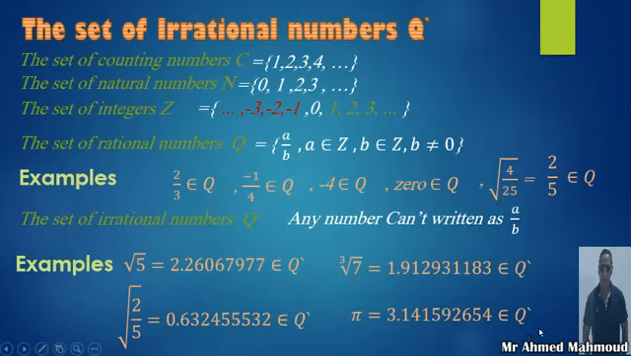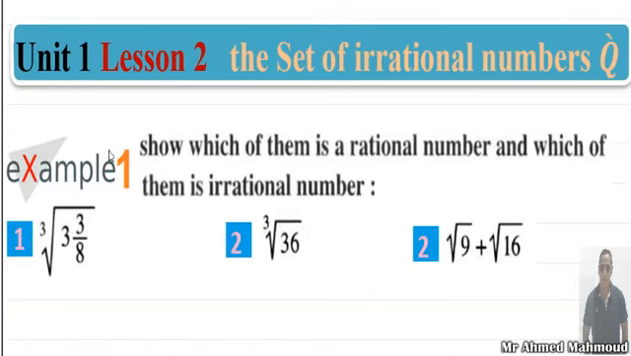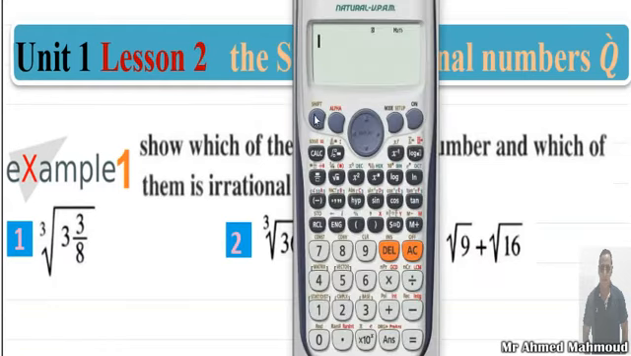Now let's solve some problems about the set of irrational numbers. In this example, show which of them is rational and which of them is an irrational number. Okay, first we have here cubic root 3/3 and 3/8. We can write this number in the calculator like this: shift root and then shift fraction 3 and 3/8.